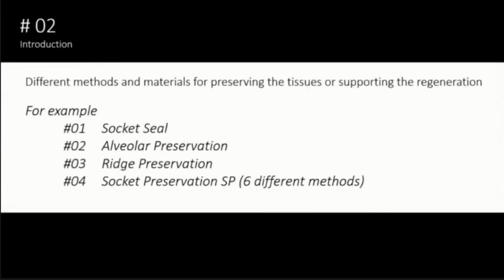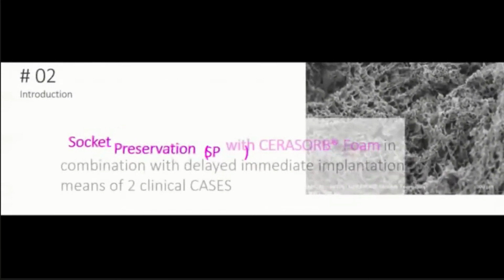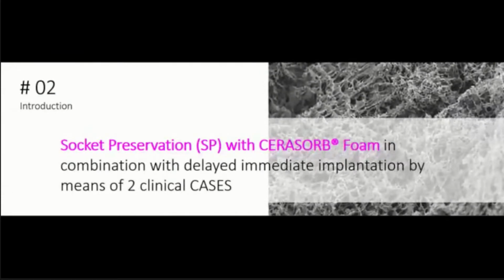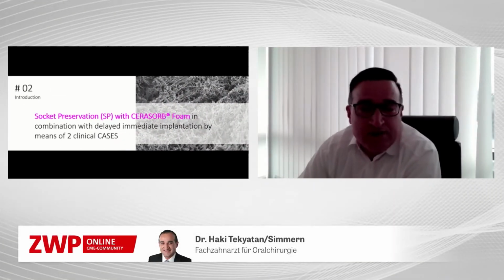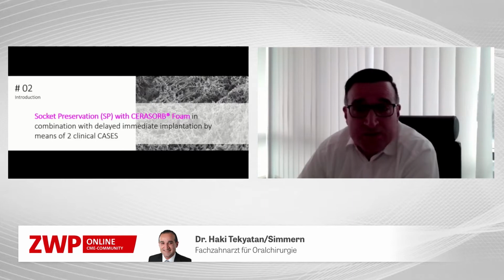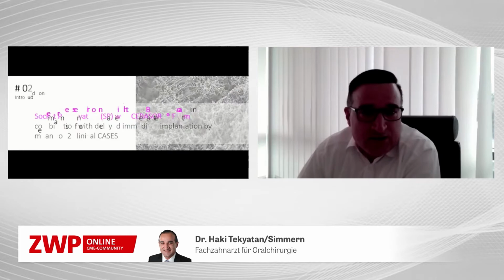Different methods and materials have been used for many years to preserve tissue, or, as we currently better have to say, to support the regeneration. These methods are, for example, the socket seal, alveolar preservation, ridge preservation, and different socket preservation techniques. What I would like to present you today is the method of socket preservation with CERASORB Foam in combination with delayed immediate implantation by means of two clinical cases, one case with PRF and one case without PRF.